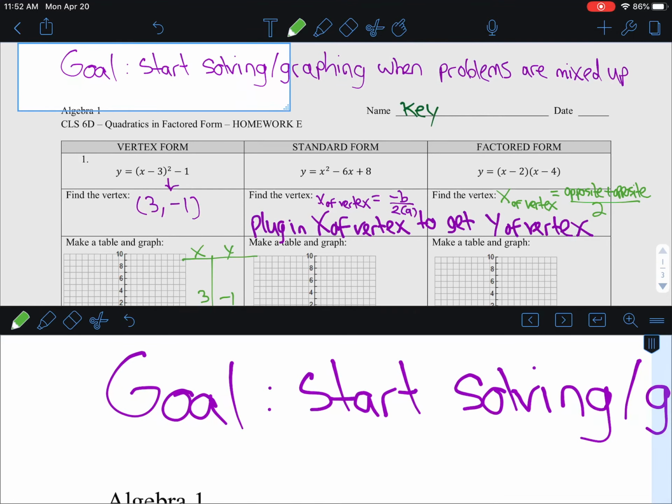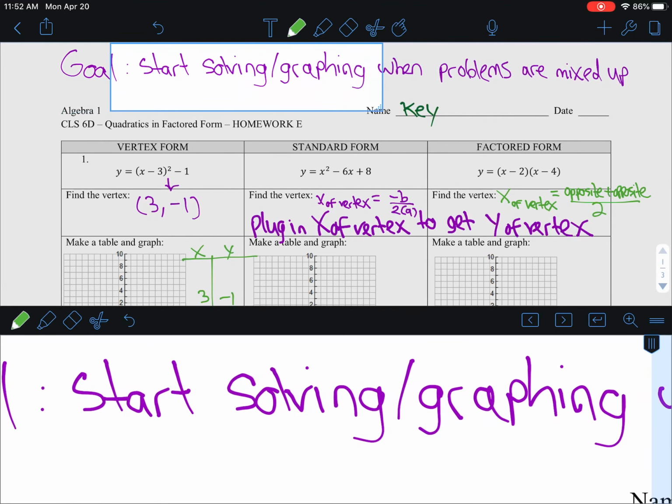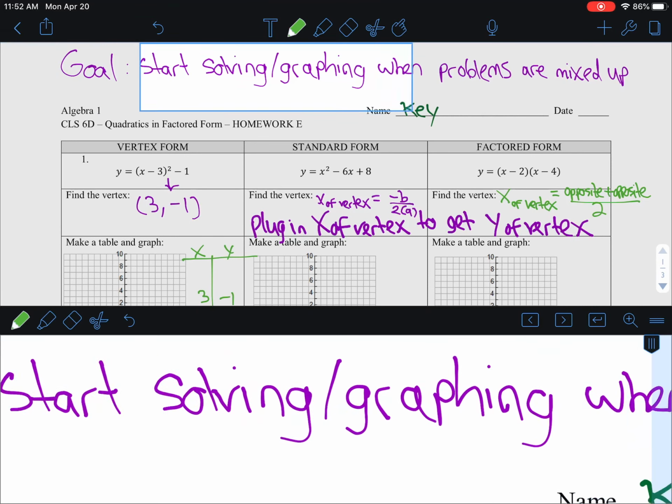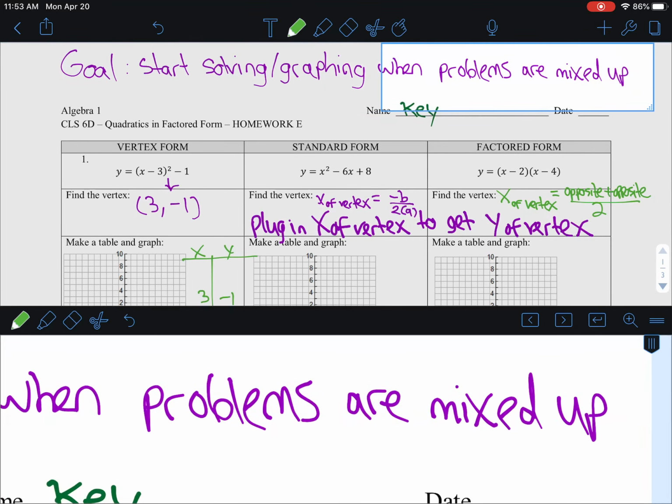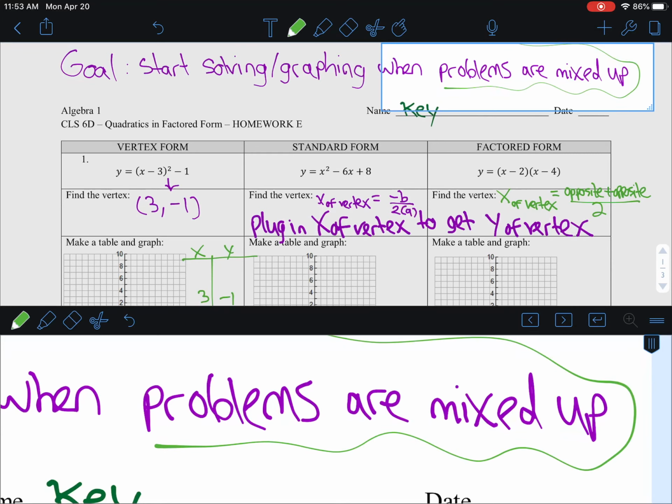We are going to start, so our goal right now is to start solving and graphing when all the problems are mixed up, and you're going to see all the forms are going to be mixed up with each other. So this week and part of next week, that's what we're going to be doing, just reviewing, but understanding that the problems are going to be mixed up, meaning the forms are going to be mixed up. So you have to be able to identify what form the quadratic is in and then apply the formula that you should apply to the problem in order to get it right.